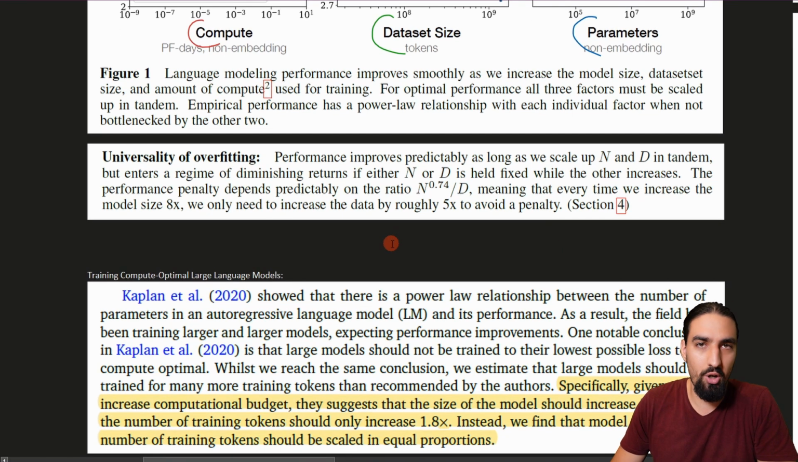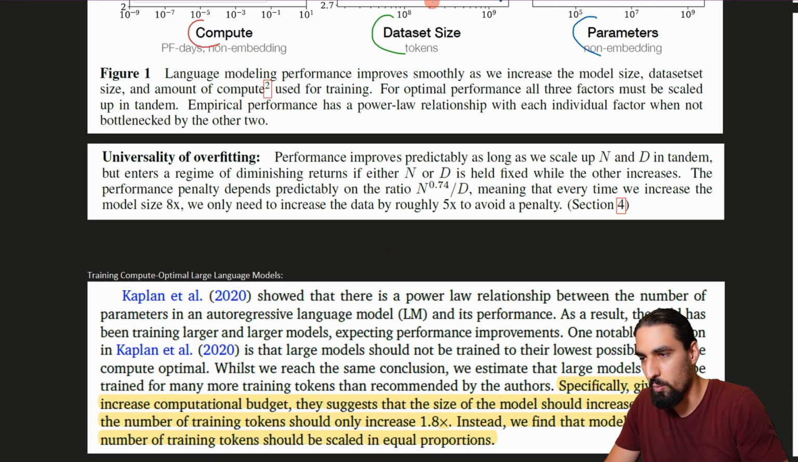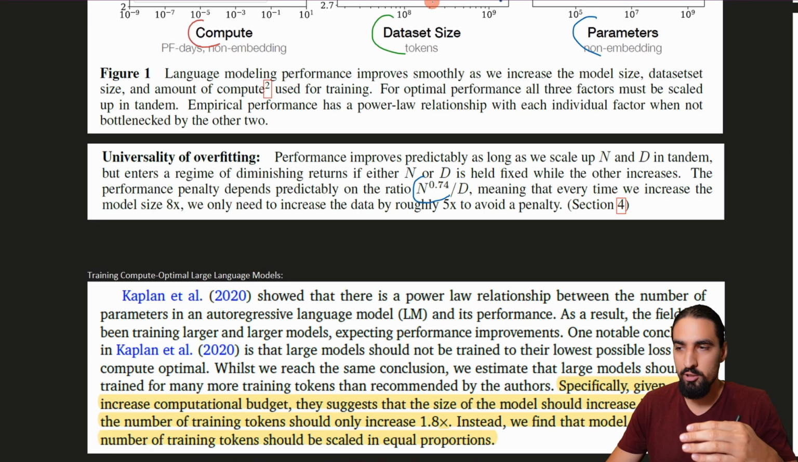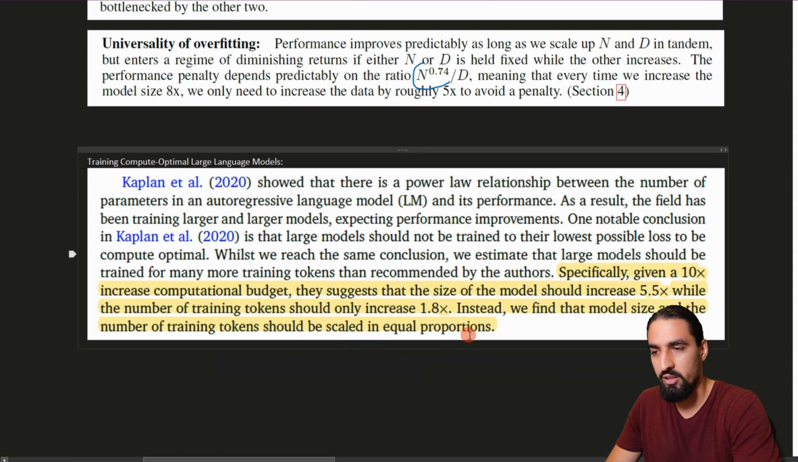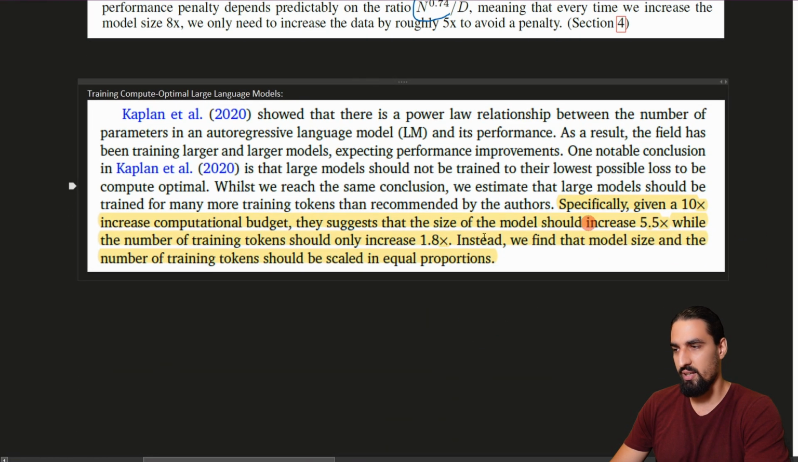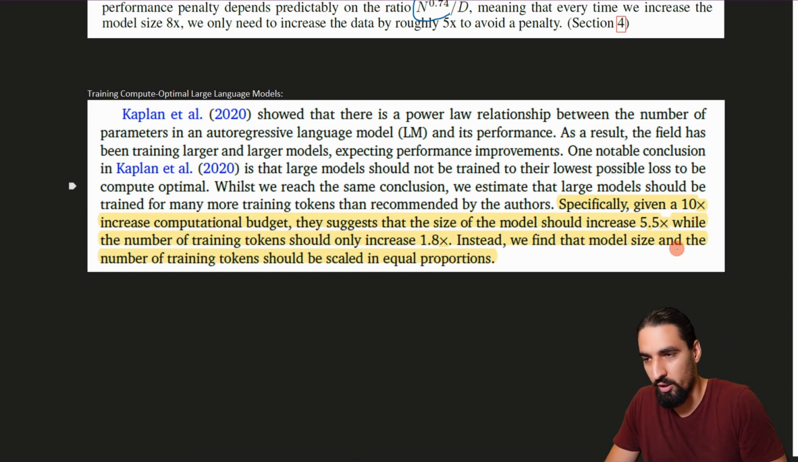And so this is in stark contrast with the Chinchilla paper. What they say here is that you need to increase the number of tokens of your training dataset much more slowly, according to this formula you can see on the screen, compared to the number of parameters. The Chinchilla paper showed a completely different finding. They say specifically that given a 10x increase in computational budget, they suggest the size of the model should increase 5.5x, and they refer to the Kaplan paper here, while the number of training tokens should only increase 1.8x. Instead, we find that the model size and the number of training tokens should be scaled in equal proportions. This is the important finding of this paper.